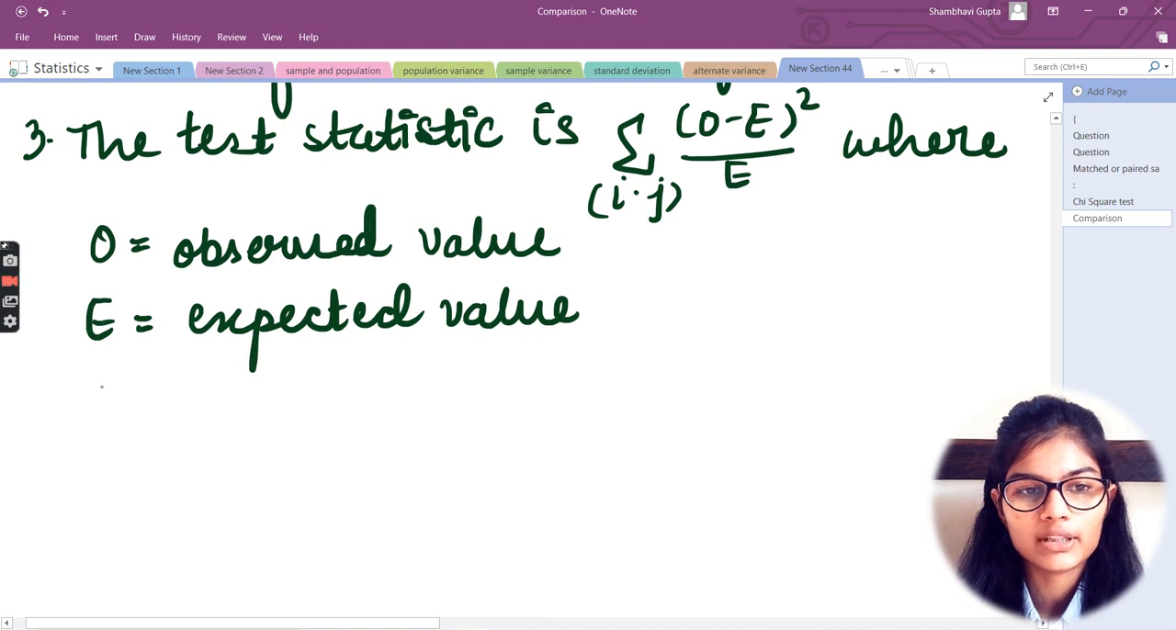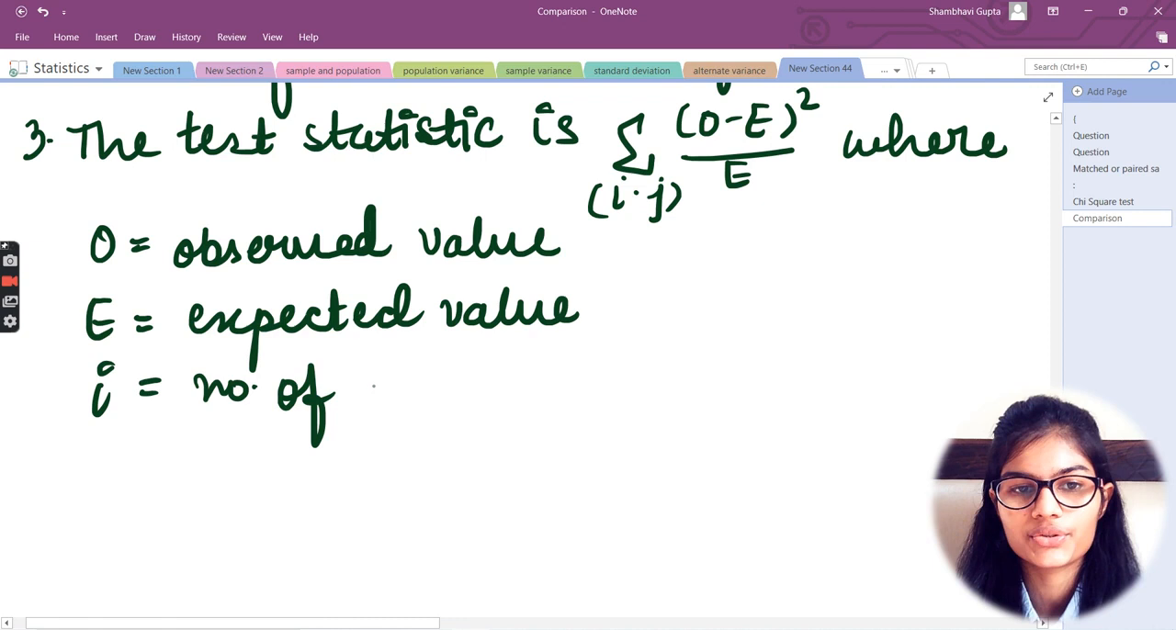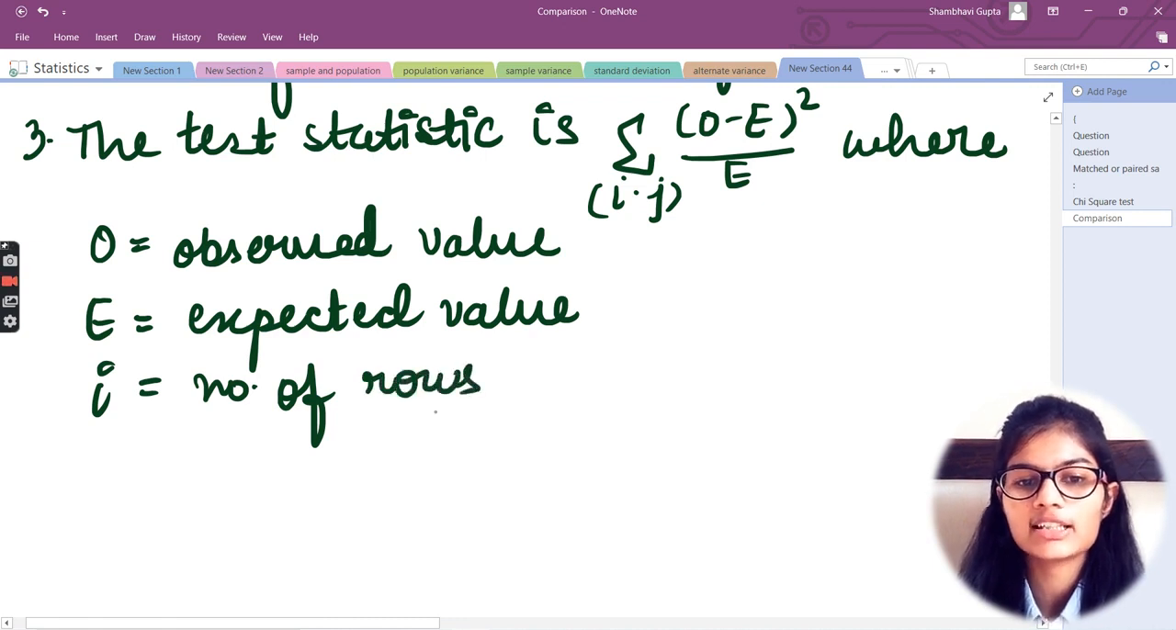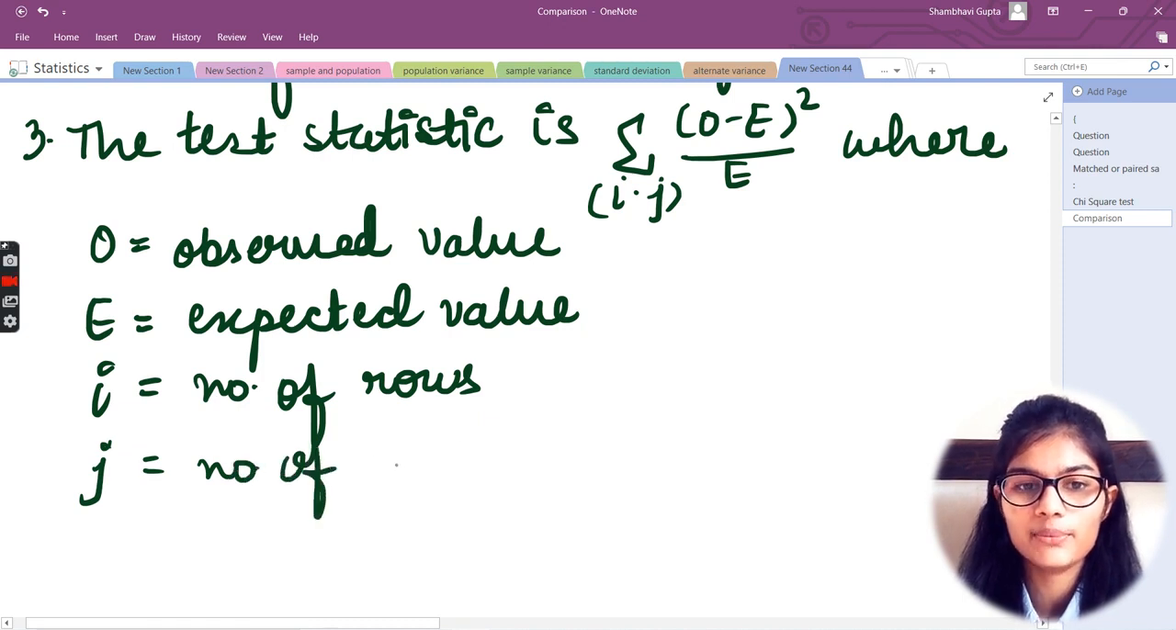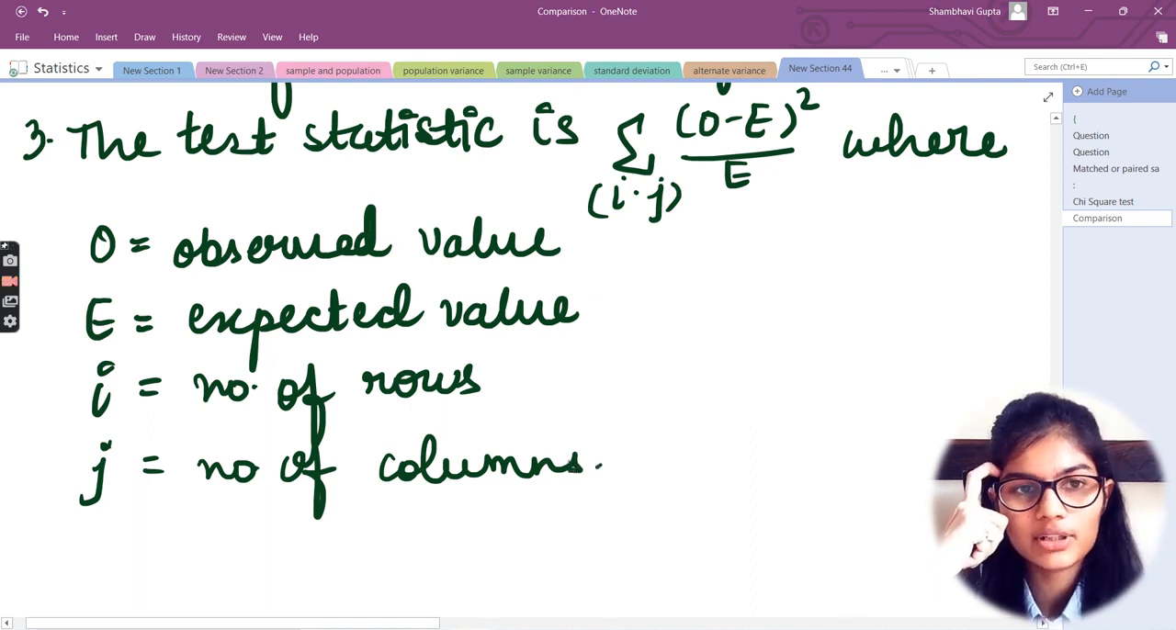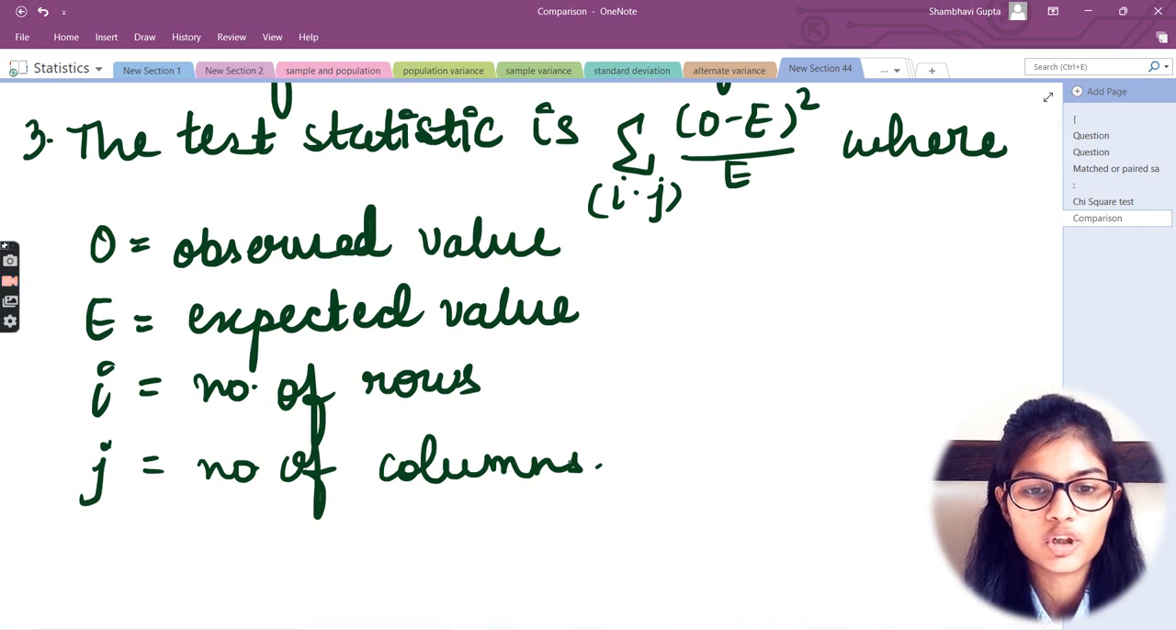And what about the I and the J? I is equal to the number of rows in that table. And J is the number of columns that we have. So yes, this is the formula regarding the test of independence, right?